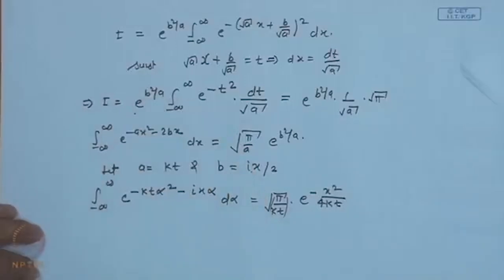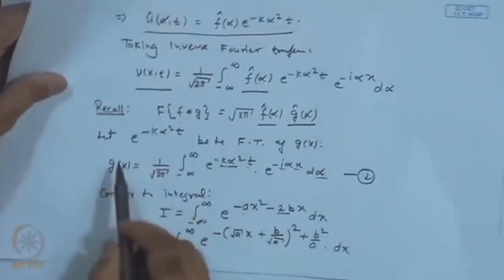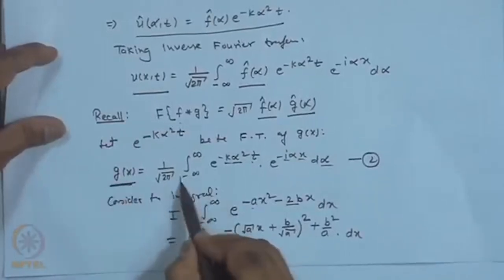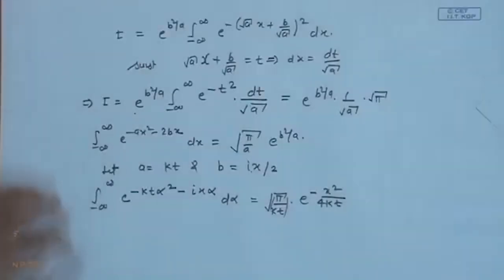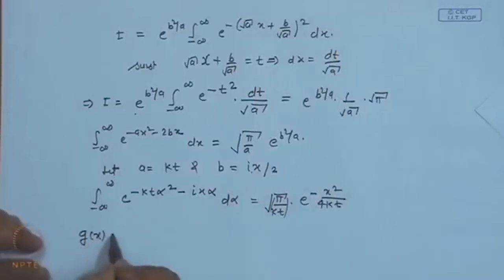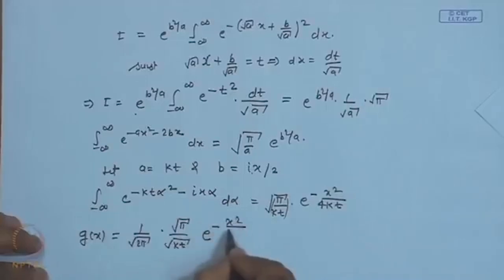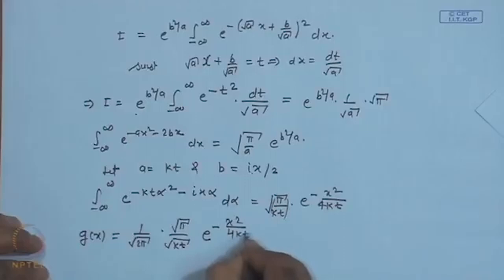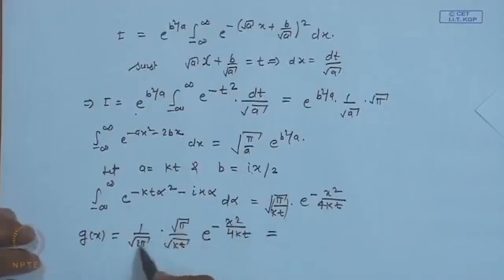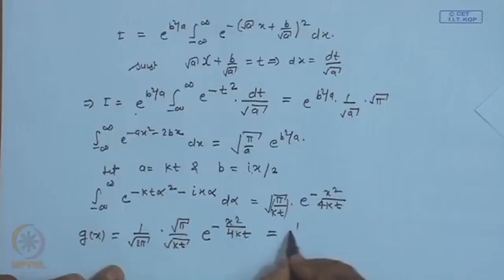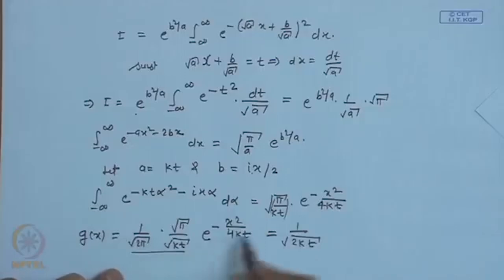So, now we go back to this integral g(x) in equation 2. This we have evaluated, and 1 over square root 2 pi will come. So our g(x) is 1 over square root 2 pi, and we have square root pi and square root k t, and e to the minus x square over 4 k t. We simplify this: square root pi will cancel out, and we have 1 over square root 2 k t from here, and e to the minus x square over 4 k t.